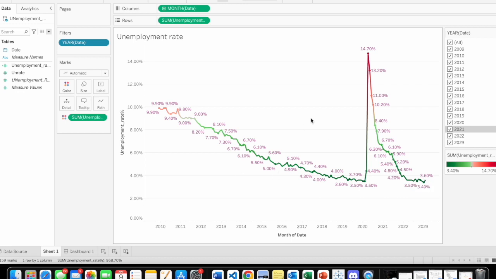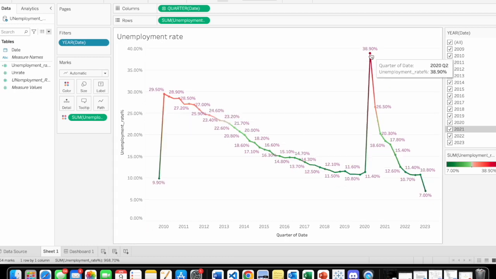So from my analysis, we can tell that the unemployment rate was highest during the month of April in the year 2020. Over the history, if we see, the same thing goes. It was the maximum during the pandemic compared to the unemployment rate over the history.